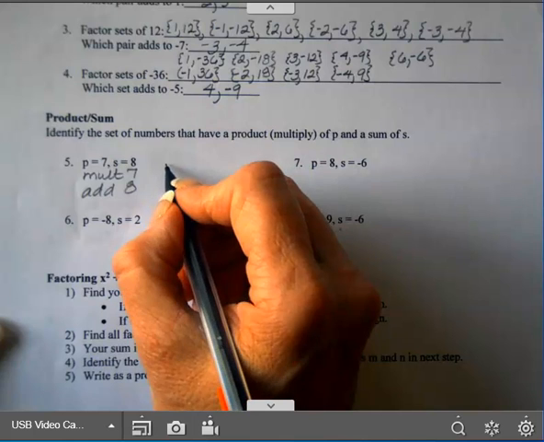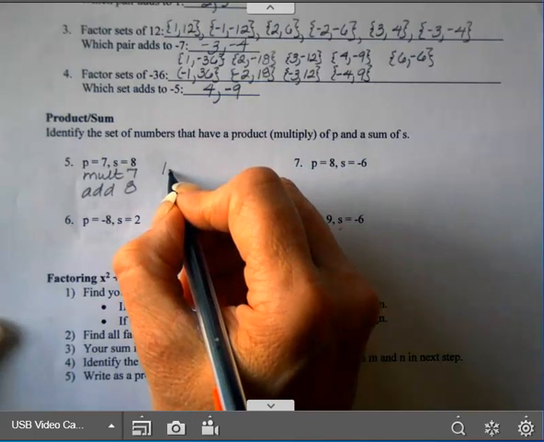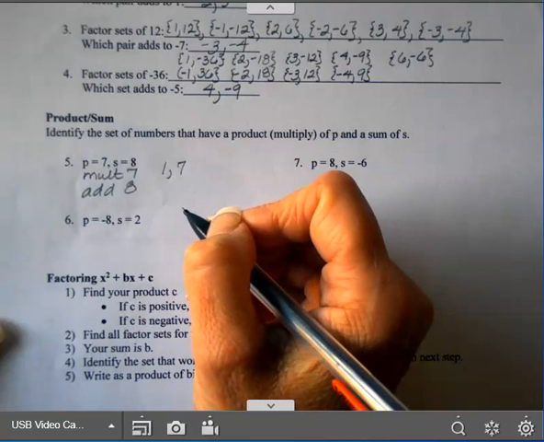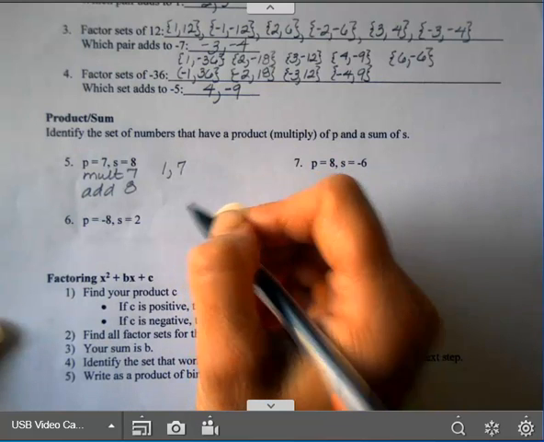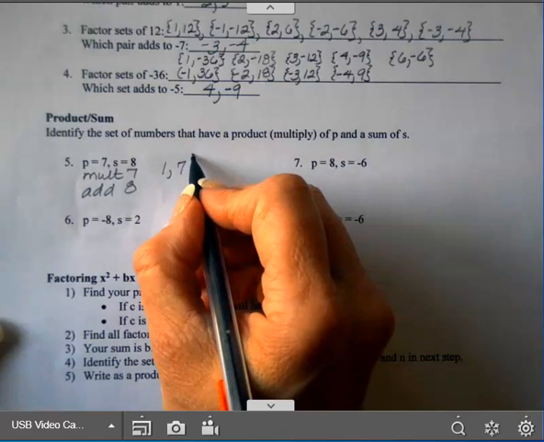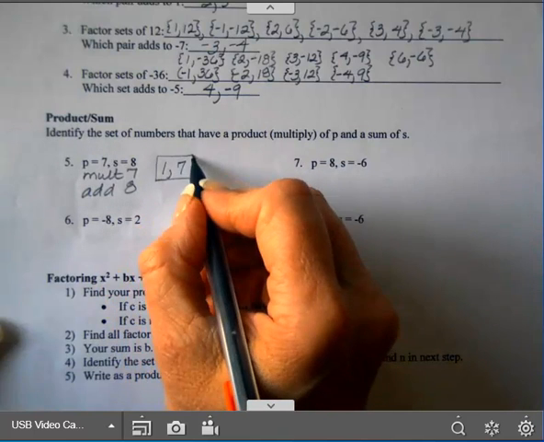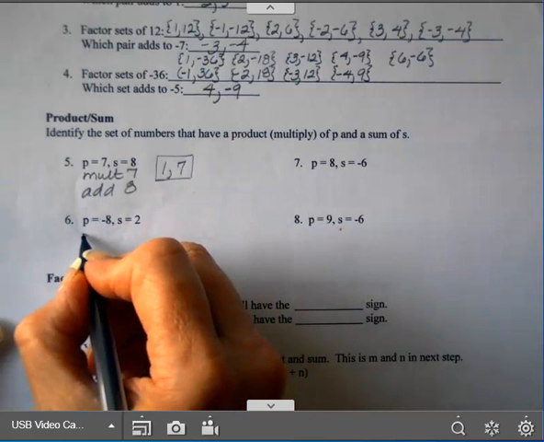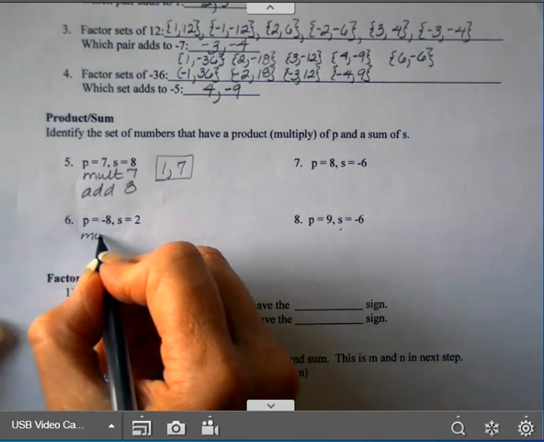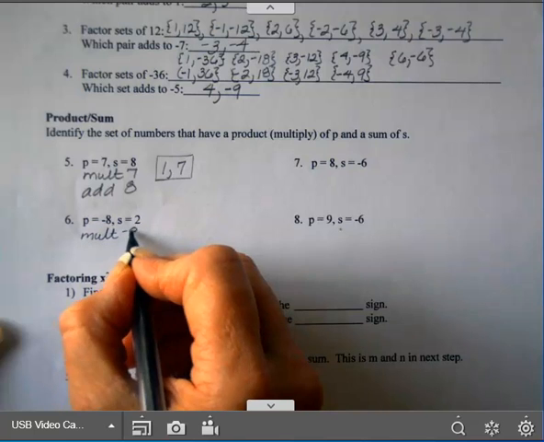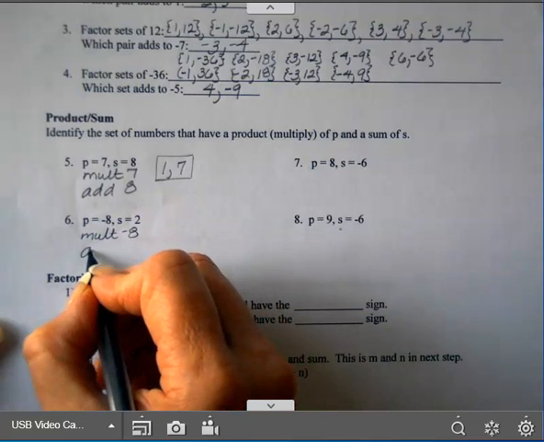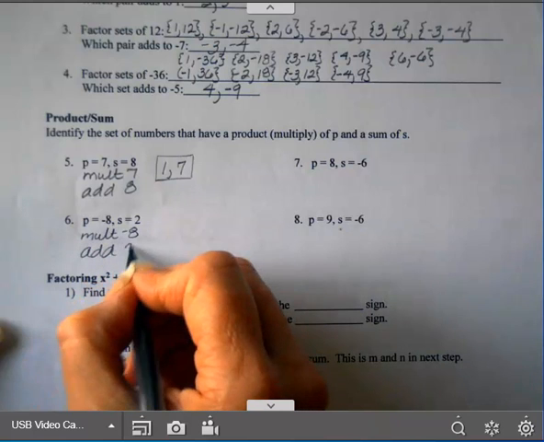So I'm just going to list the numbers that multiply to 7. So that is 1 and 7. And notice those do add to 8. So here is my pair that I want. For number 6, I want them to have a product of -8. So that means that they're going to multiply to -8. And then they have to have a sum. They have to add to 2.